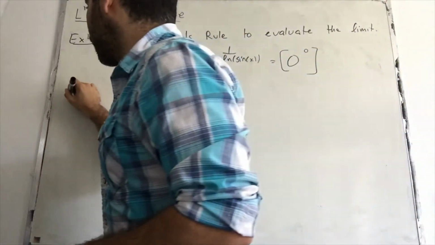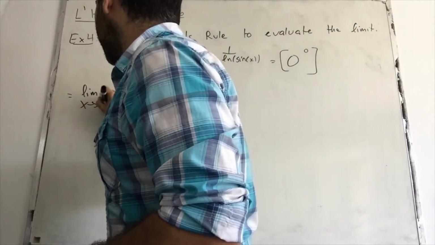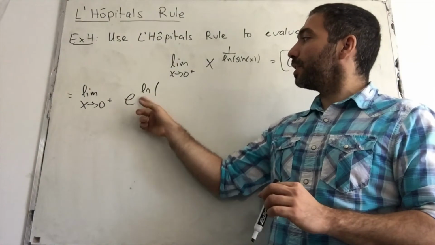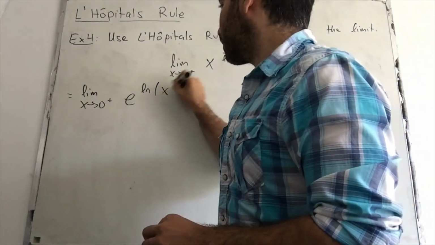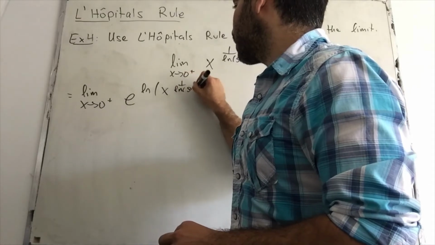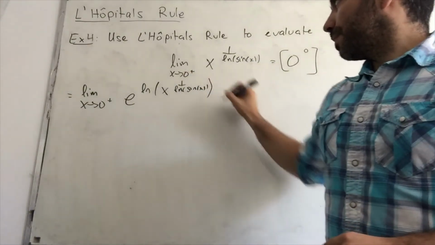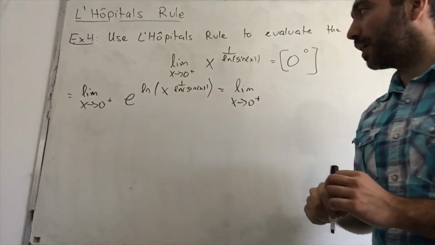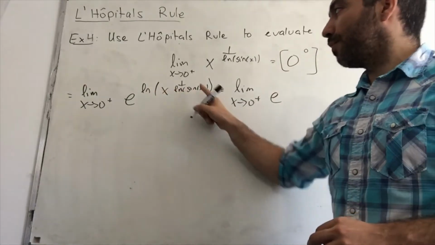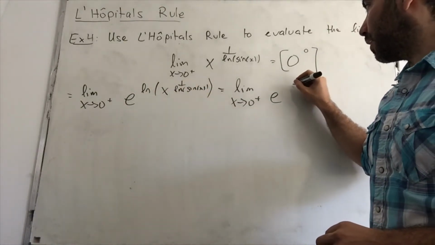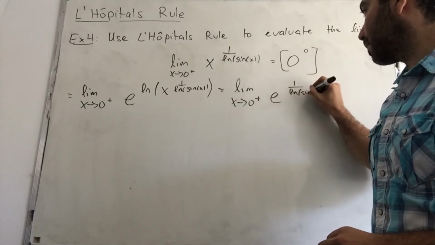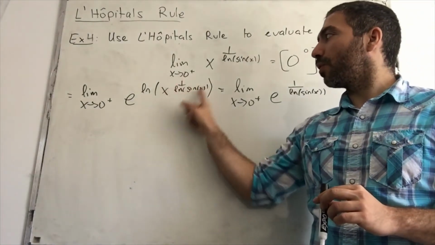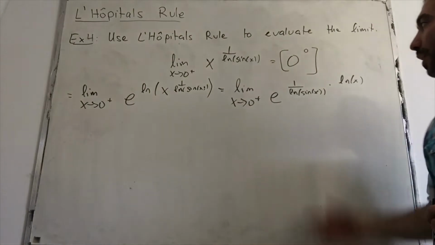So let's go ahead and do that. This is equal to the limit as x tends to 0 from the positive side of e to the ln. I'm going to right away introduce this and then recopy this in the bracket, giving me x to the exponent 1 over ln of sine x. We're going to drop the exponent in the front, giving us the limit as x tends to 0 from the positive side of e to the 1 over ln of sine of x times ln of x. Because x is the base, 1 over ln of sine of x is dropped out in front as the exponent, giving us this.